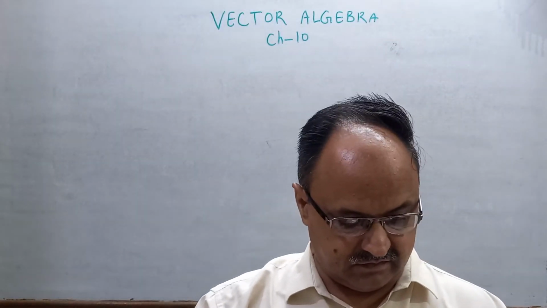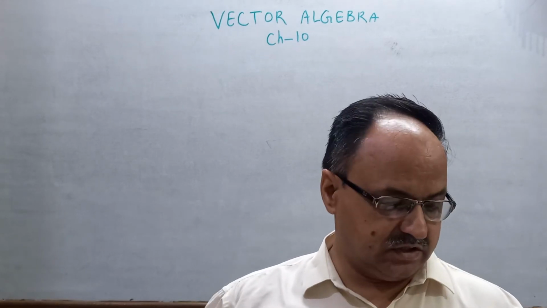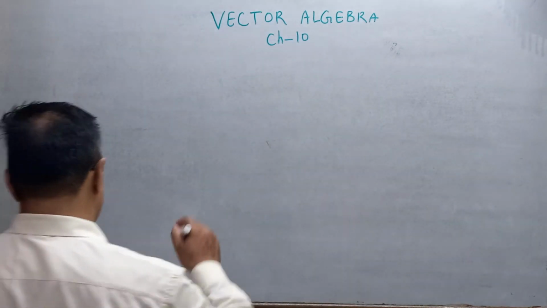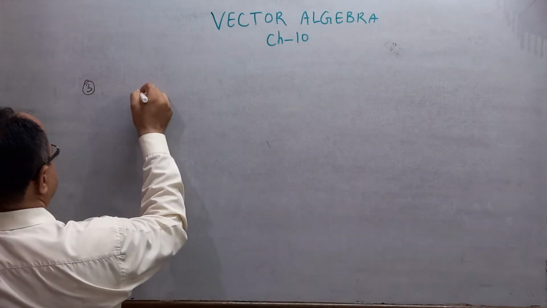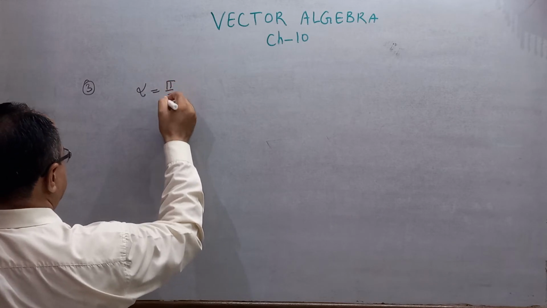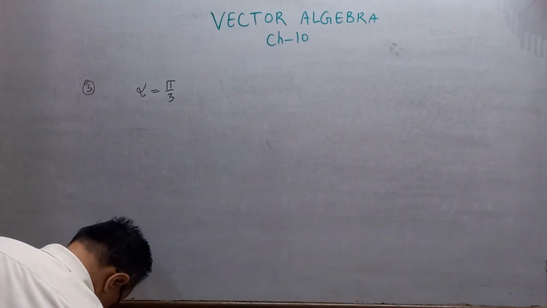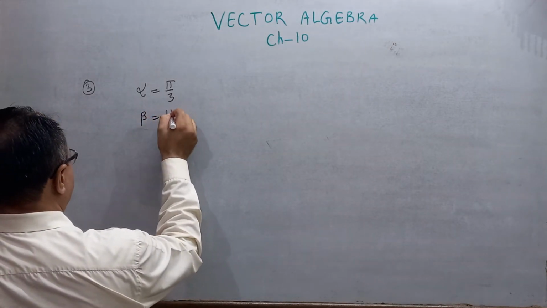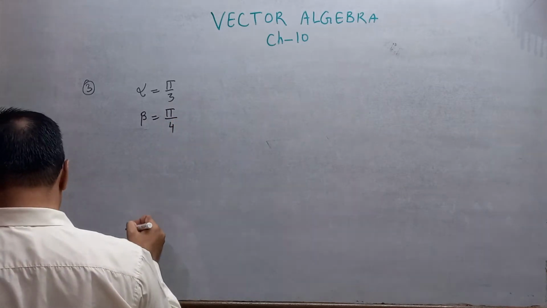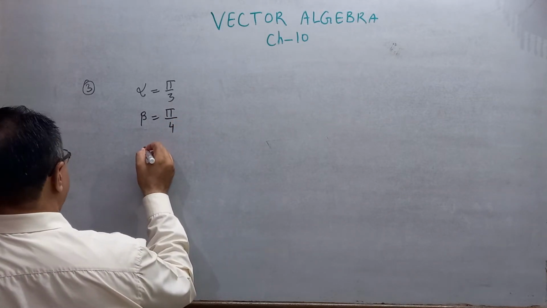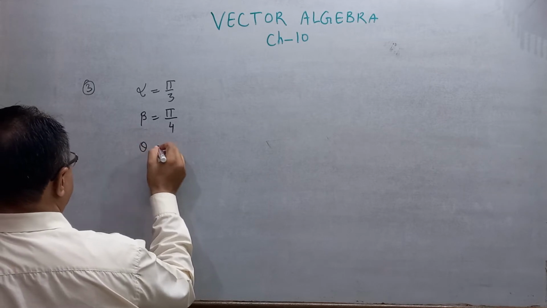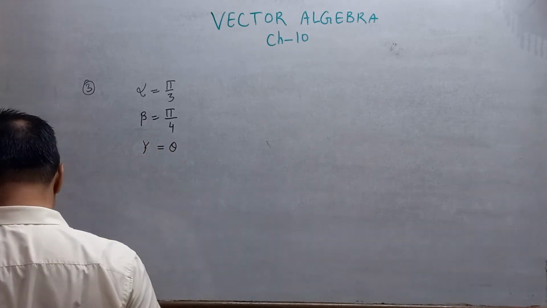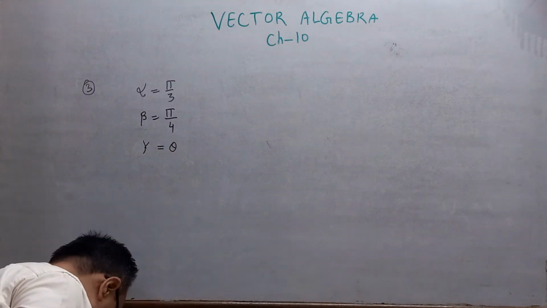Next, you know the question number third. If a unit vector A makes an angle pi by 3 with I cap, pi by 4 with j cap, and theta with k cap, it means these are alpha, beta, and gamma. Find theta and the component of vector A.